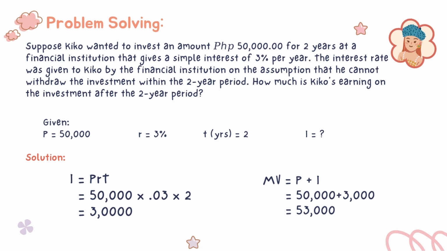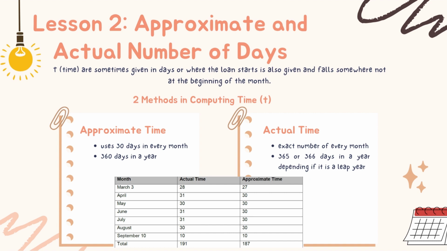Okay, so that's the end of lesson 1. Here's another lesson related to simple interest. So, lesson 2. This is for the approximate and actual number of days. So, this refers to the time.